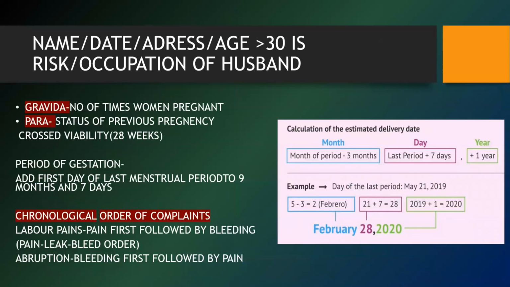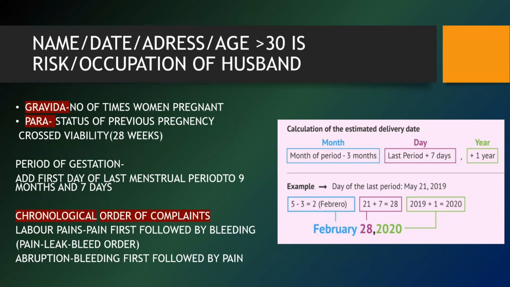Next, we have to record the general data: name, date, address, age, occupation of husband. If age is more than 30, it is a high risk pregnancy. Gravida refers to the number of times a woman has become pregnant. Para is the status of previous pregnancies that have crossed the period of viability, that is 28 weeks.